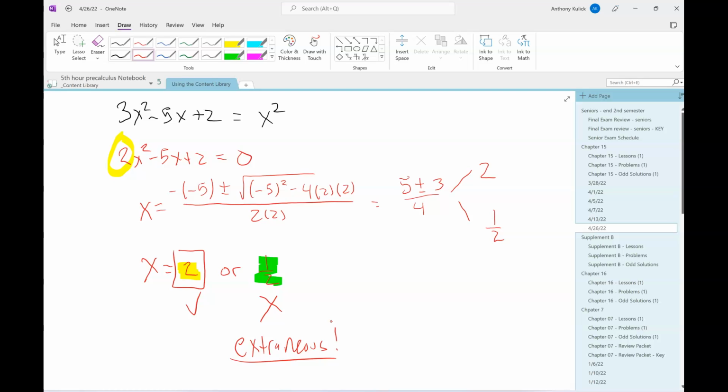Keep in mind when you're checking like this, both answers could work, one answer could work, 2 answers could work, no answers could work. It's all possible. Okay, it doesn't mean that you've done anything wrong.